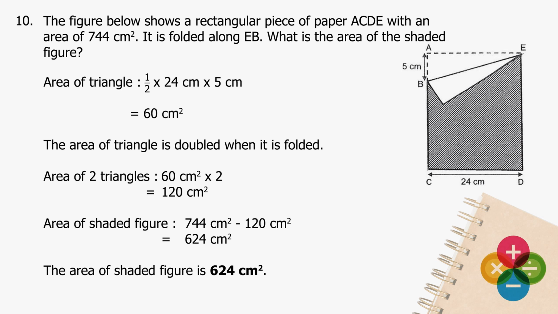The area of triangle will be, multiply 1/2 by 24 centimeters, and by 5 centimeters, and the product is 60 square centimeters. The area of triangle is doubled when it is folded. The area of two triangles will be, multiply 60 square centimeters by 2, and the product is 120 square centimeters. The area of shaded figure will be, subtract 120 square centimeters from 744 square centimeters, and the difference is 624 square centimeters. The area of shaded figure is 624 square centimeters.